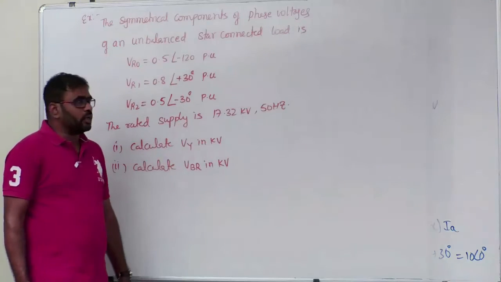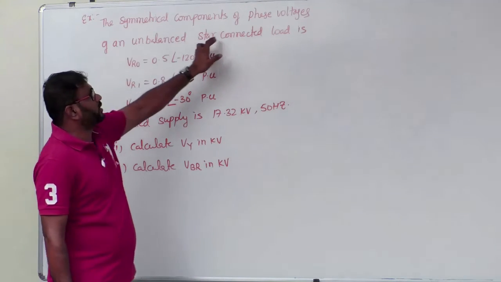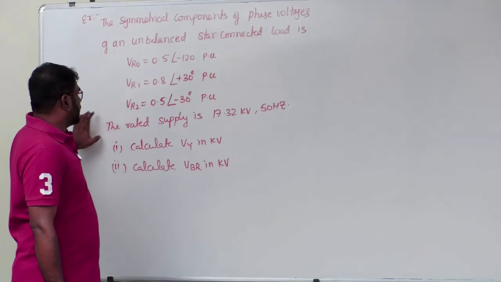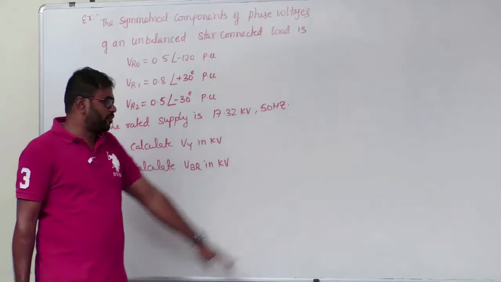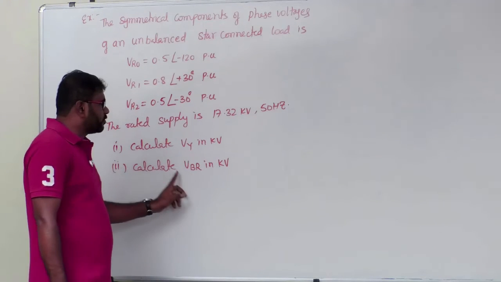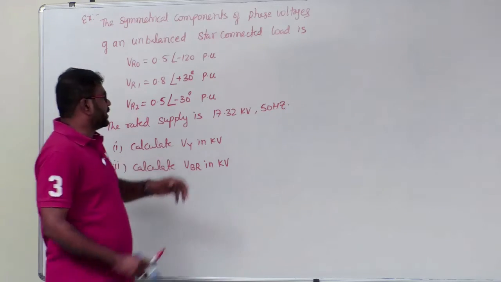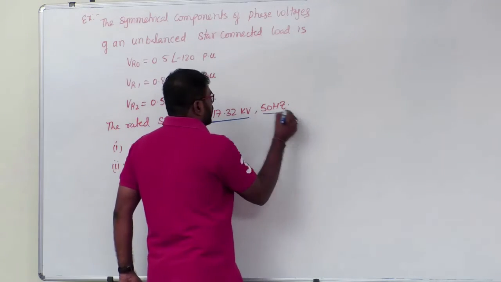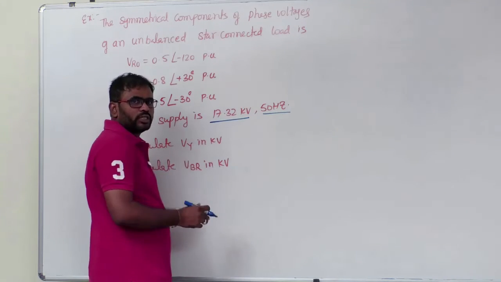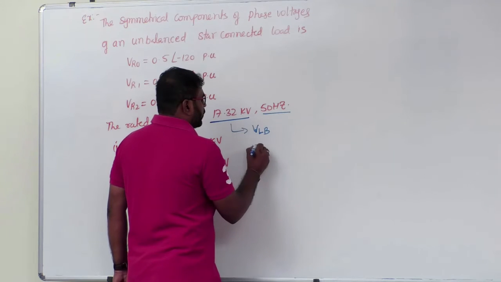Now, coming to this example: the symmetrical components of phase voltages of an unbalanced star connected load are VR0, VR1, VR2. The rated supply is 17.32 kV, 50 Hz, and it is asking to calculate what is Vy in kV, what is Vbr in kV. By the way, he has given the rated supply is 17.32 kV at 50 Hz. Default, is it line voltage or phase voltage? It is a line voltage. Indirectly this is the line voltage base. What about the phase voltage base?